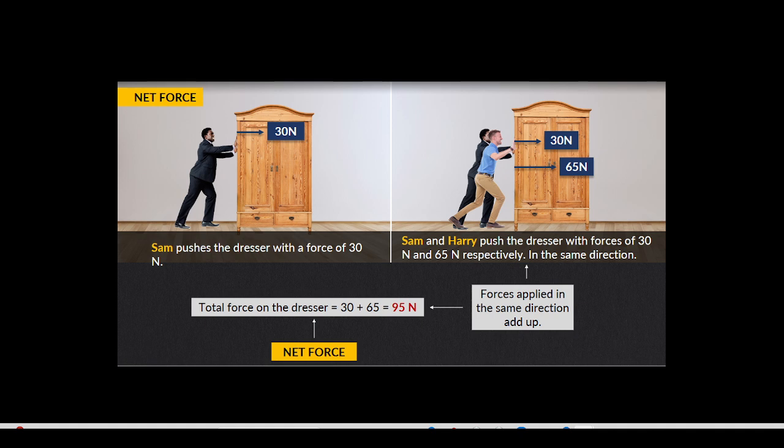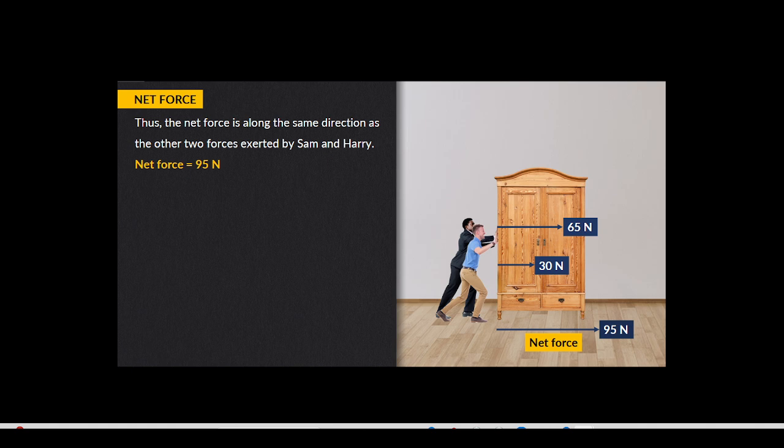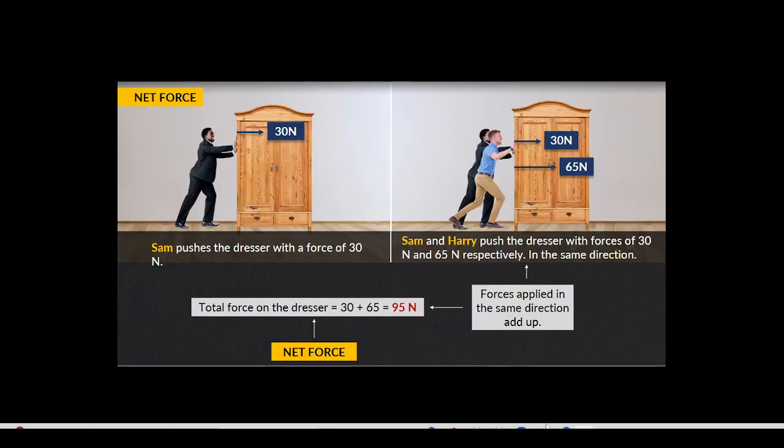How did we get it? I got it from adding 30 and 65. Very good. The total force is called the net force. Net means the combination of all the forces which are being applied on an object, when there is more than one.